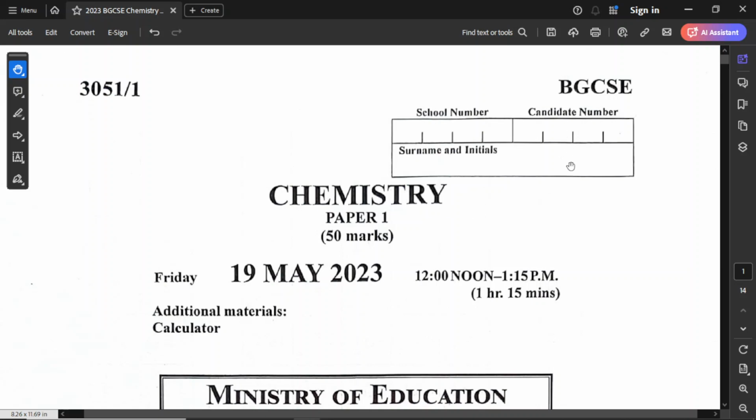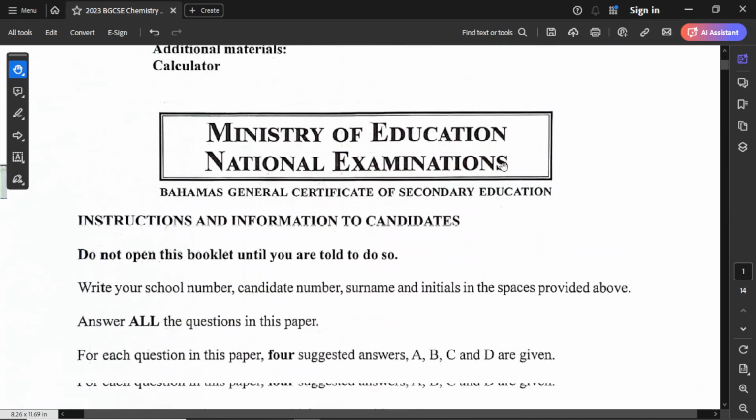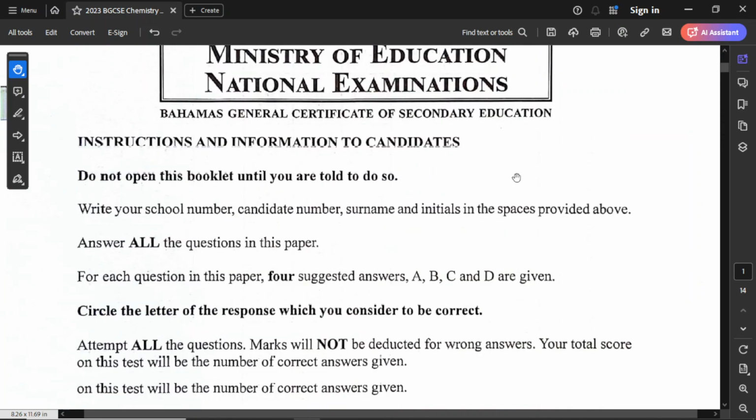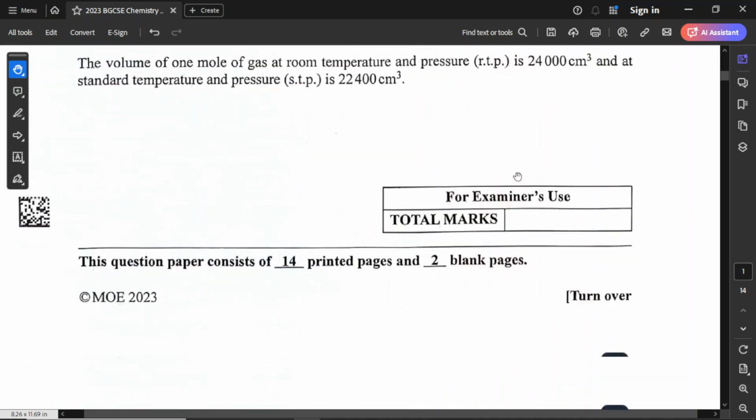Today we're looking at this BGCSE chemistry past paper. It is a Paper 1 from 2023. As always, please remember to write your school number, your candidate number, your school name, and initials. Also, please read through the instructions carefully, and if you have any queries, please clarify those with the examiner before you begin the examination.